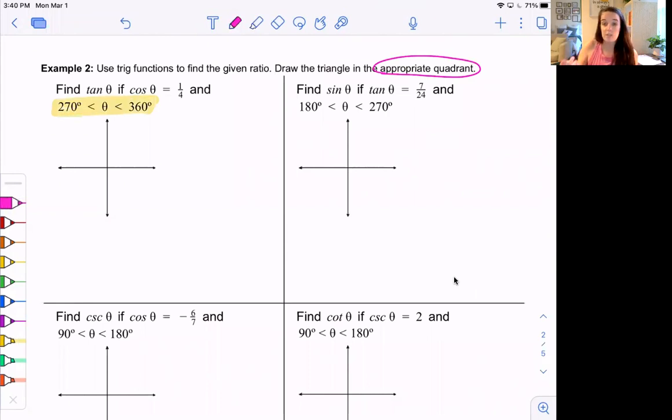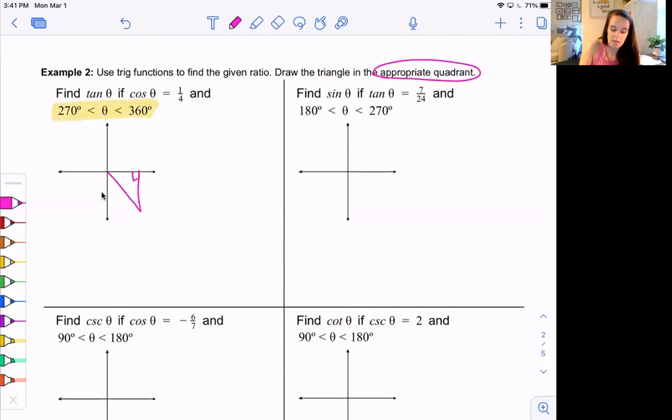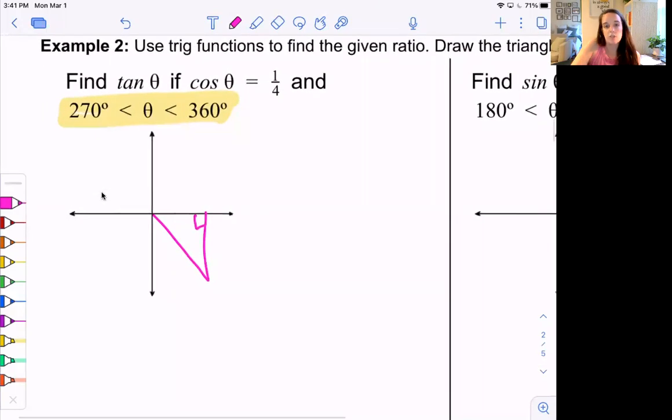So first things first, I'm going to draw the right triangle. So since this is 270 to 360, remember I have 0, 90, 180, 270, and then back to 360. So it's going to be here. So I'm going to go ahead and draw that triangle right there. And now I'll zoom in. So they want us to find tangent, and they're telling us what cosine is. Remember, cosine is x over r.